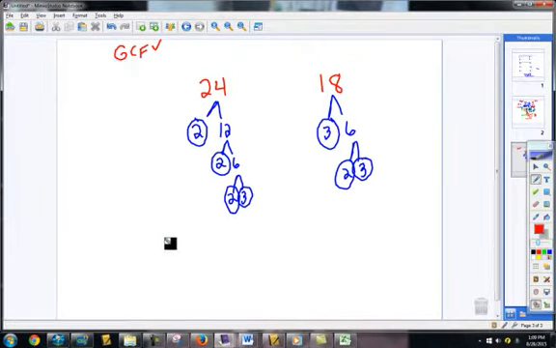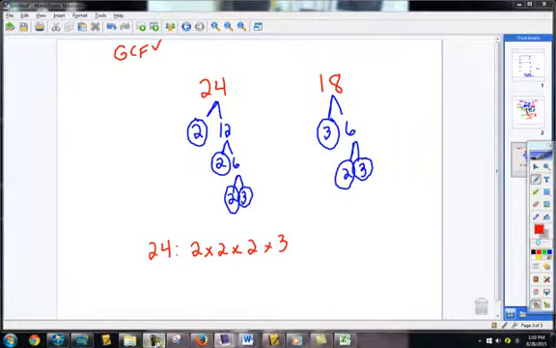Now, the next step to finding GCF is to write the prime factorizations. So we got 24. We know the prime factorization for that is 2 times 2 times 2 times 3. Let's multiply it out to make sure. 2 times 2 is 4, times 2 is 8, times 3 is 24. Okay, we're all good there. For 18, it's going to be, least to greatest, always least to greatest, 2 times 3 times 3.